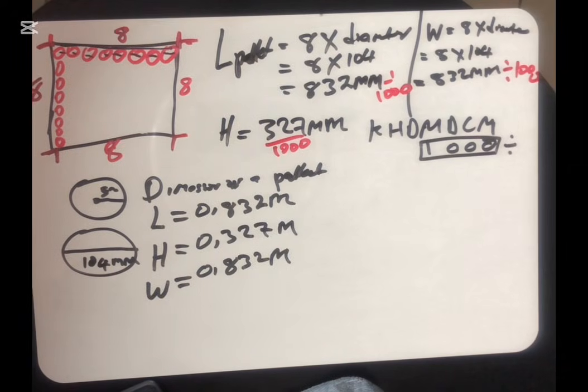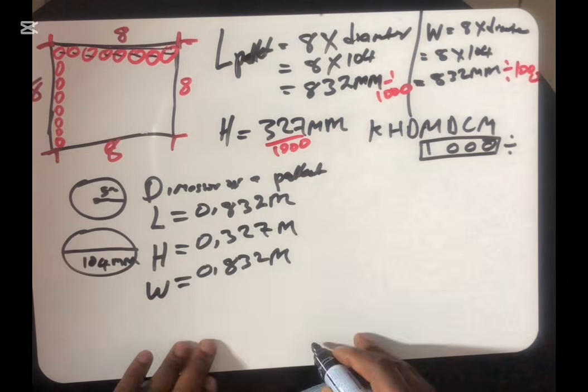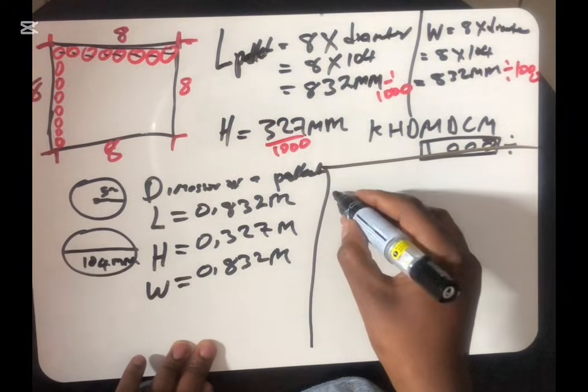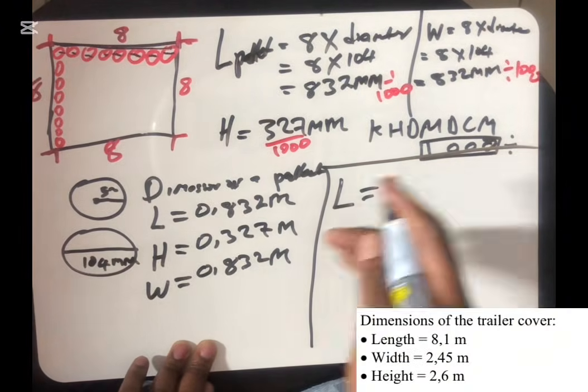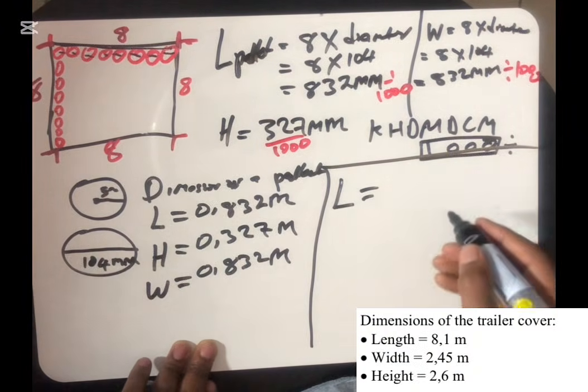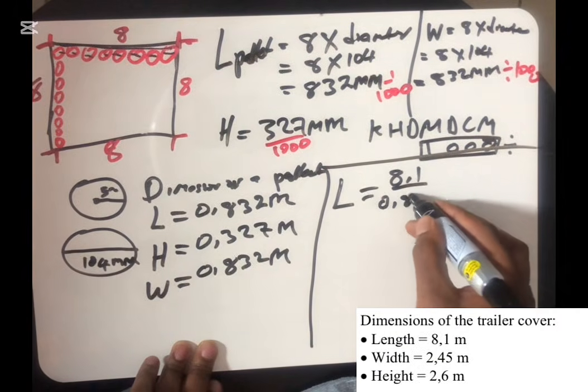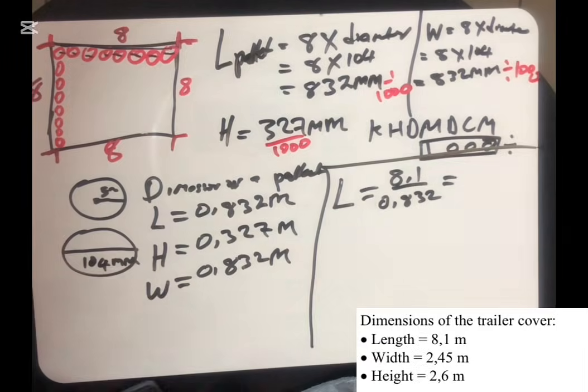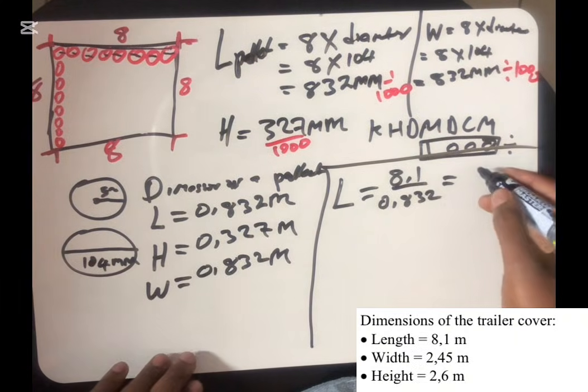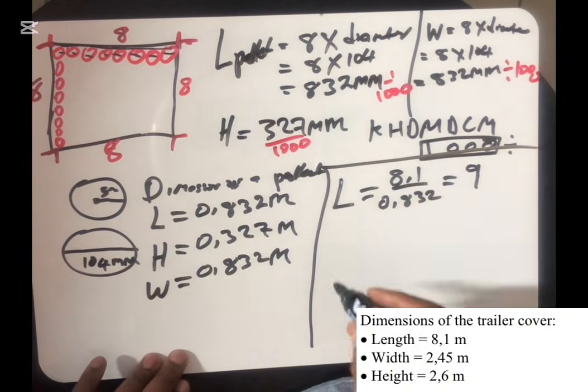So now let's calculate the number of the pallet that will fit in this trailer. In respect of length, we are going to say the length of a trailer is 8,1. 8,1 divided by 0,832. Let's find the answer. 8,1 divided by 0,832. We have 9 of them. We round down. Don't forget, we round down here.